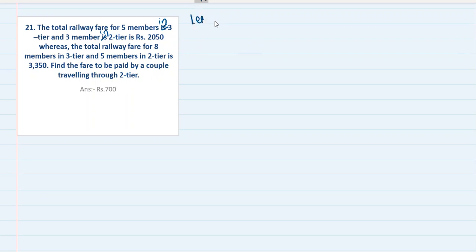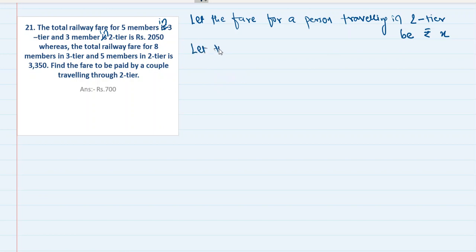So let the fare for a person traveling in 2 tier be rupees X, and let the fare for a person traveling in 3 tier be rupees Y.